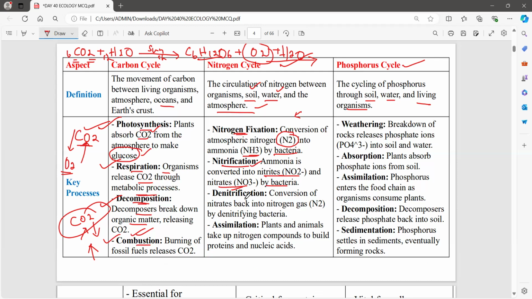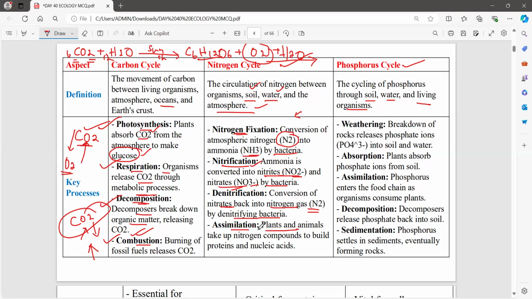After it is converted into nitrites and nitrates, this nitrate is once again converted into nitrogen gas. How is it possible? Once again by bacteria, and those will be the denitrifying bacteria. Here the nitrogen is getting back into the atmosphere. Now, assimilation.